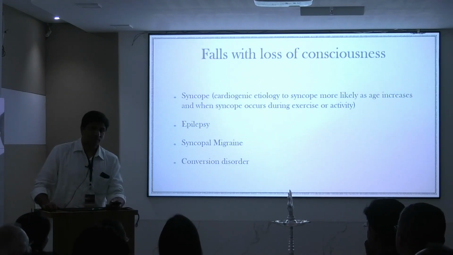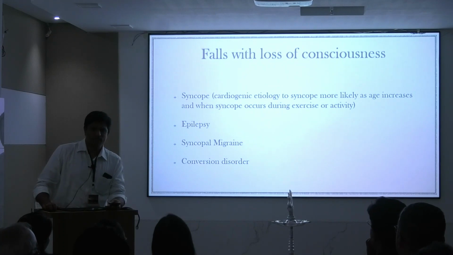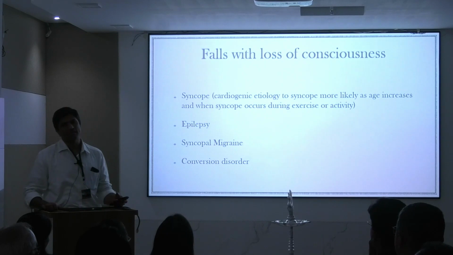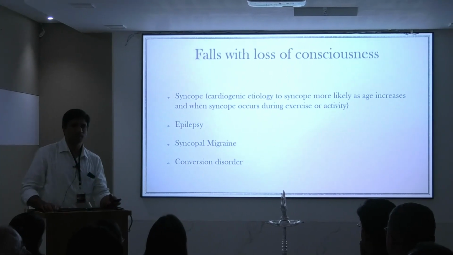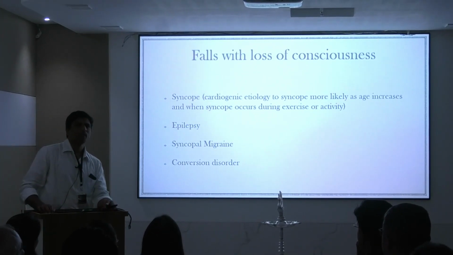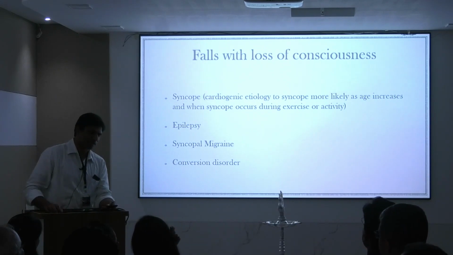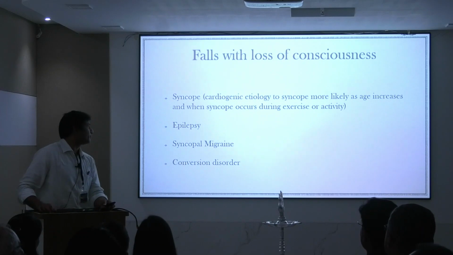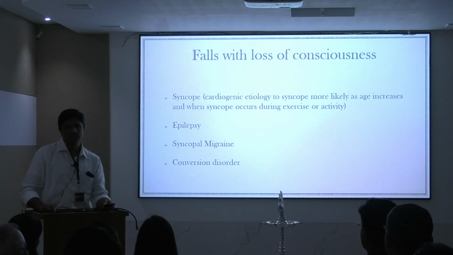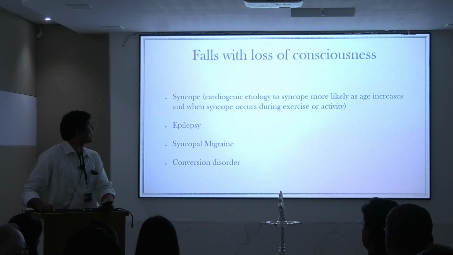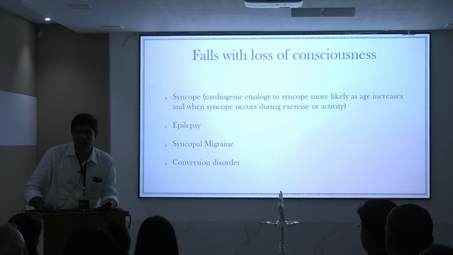If the person has had a fall with loss of consciousness, or apparent loss of consciousness, then in the vertigo clinic these are examples I have collected, not from the book, because if you go through the book there will be so many. From what I have been seeing, the diagnoses I have reached so far are syncope, epilepsy, syncopal migraine and conversion disorder. These are the four differential diagnoses you need to think of when it comes to a fall with loss of consciousness.